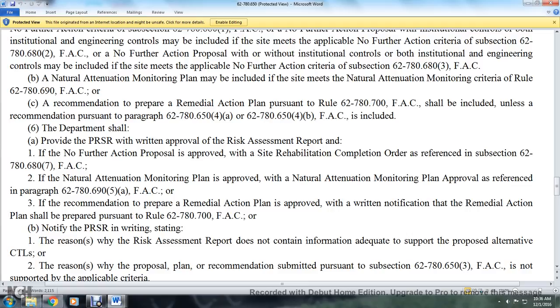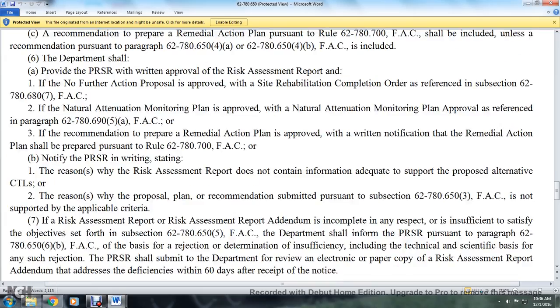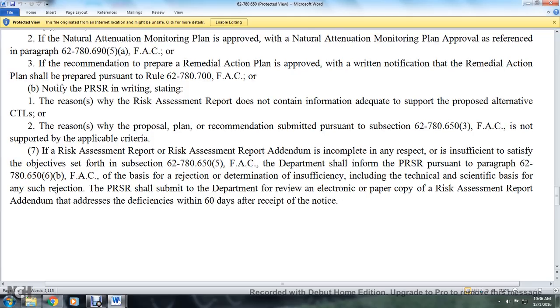If the recommendation for the preparation of the remedial action plan is approved with written notification, the remedial action plan shall be prepared pursuant to Rule 62-780.700, Florida Administrative Code. Notify the person responsible for site rehabilitation in writing with a statement of the reason the risk assessment does not contain information adequate to support the proposed alternative cleanup target levels, or the reason the proposed plan and recommendation submitted under paragraph 62-780.653 is not supported by the applicable criteria.